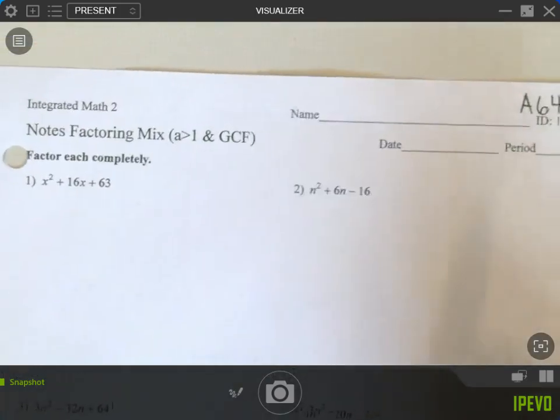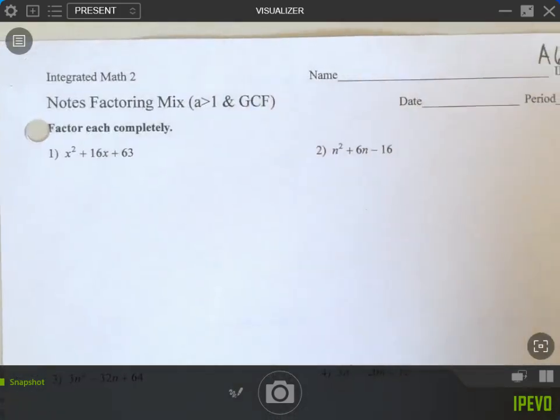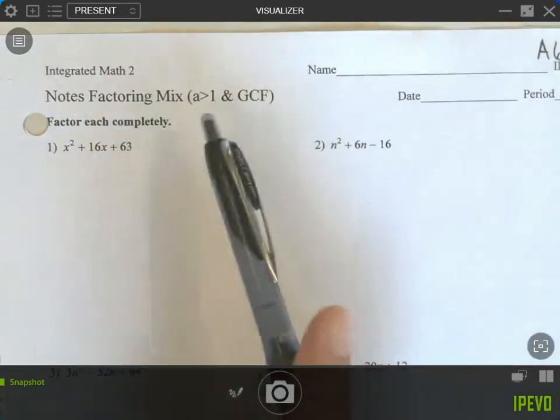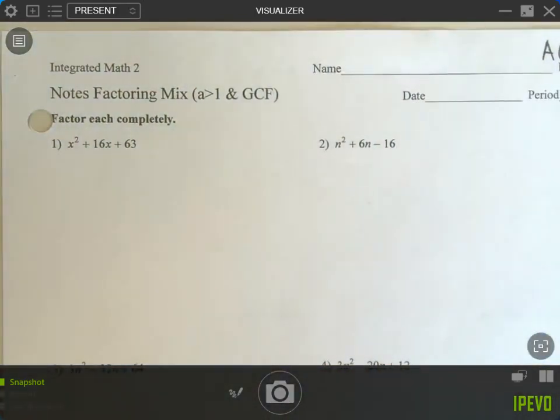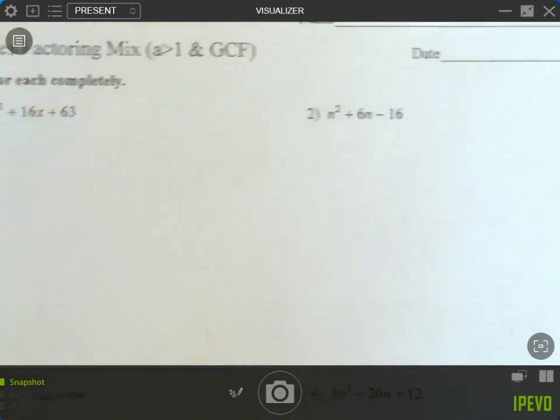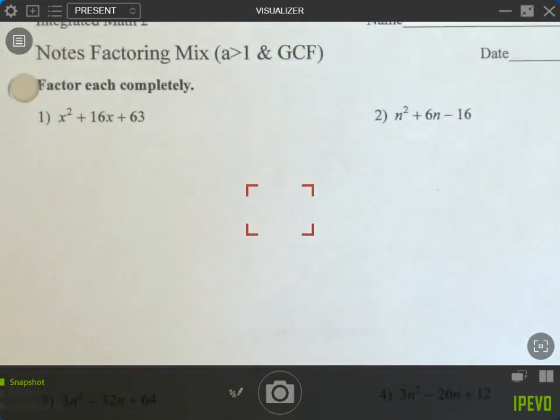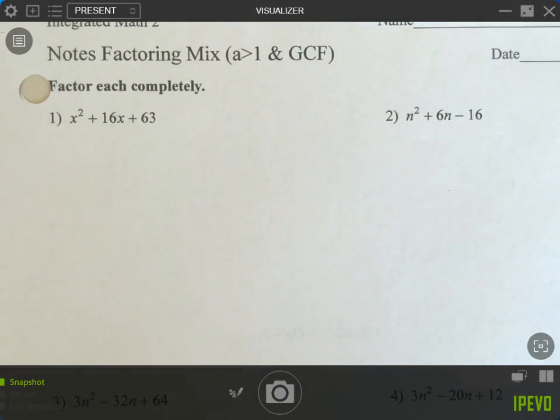All right, we're looking at A64, and it's a worksheet on notes factoring mix. We're going to have A's greater than 1 on some of them and a GCF. So the first thing I need you to get in the habit of doing is looking for a GCF. We started with that. That was our first thing in factoring, was taking out a GCF.